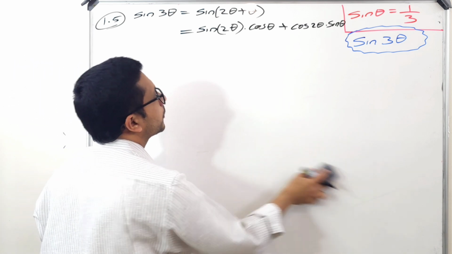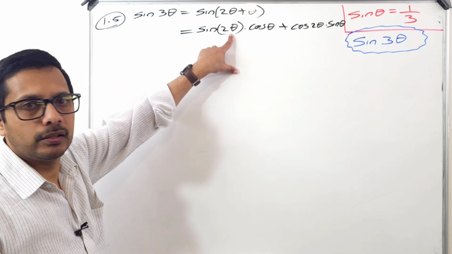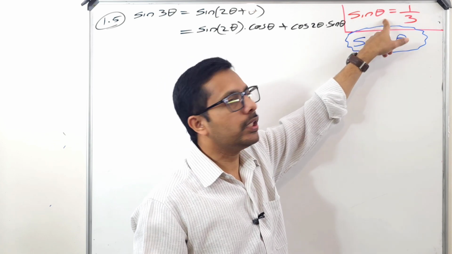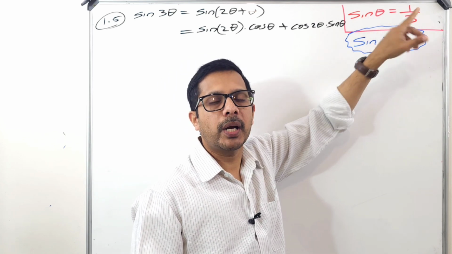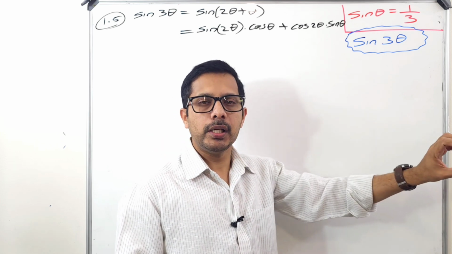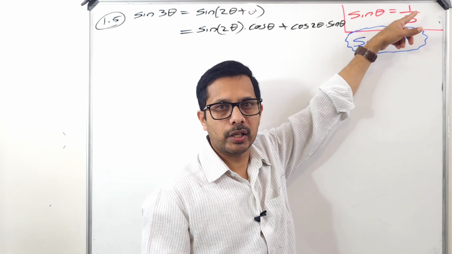Okay, now do you know anything about the 2 theta angle? We know only this, don't forget: what is given? Sine theta is equal to 1 over 3. So my ultimate aim is to write all the answers in terms of sine theta. Then only I can substitute this value, 1 over 3.